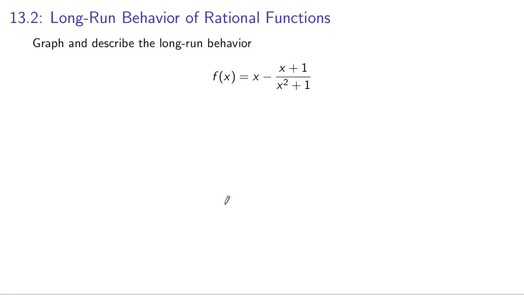Now let's go on to the next problem. Graph and describe the long-run behavior of the following function. Okay, so here our long-run behavior will be determined by the leading term of this quotient, which is just x. So we're going to have a long-run behavior which is going to look like y equals x. This is called a slant asymptote, because we're going to asymptotically approach a slant or a line. Okay, so we already know that about the shape of the graph. That'll help us as we graph.